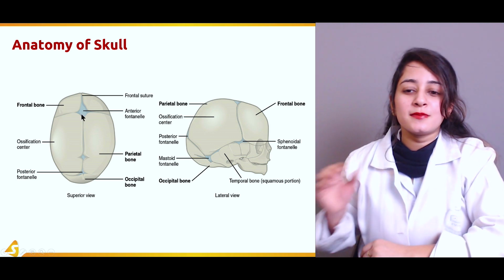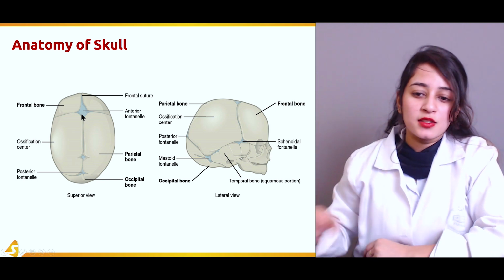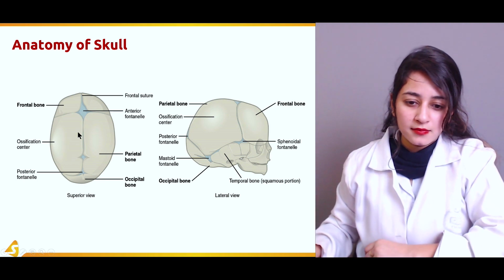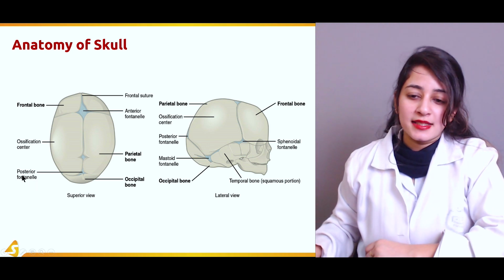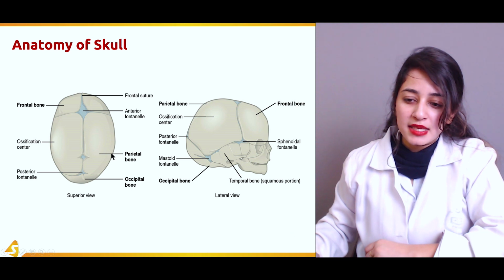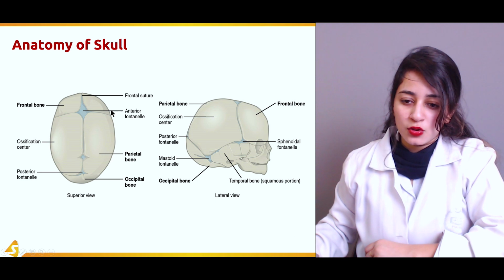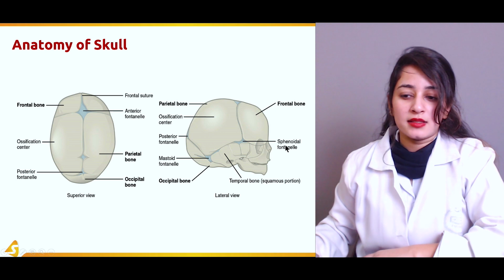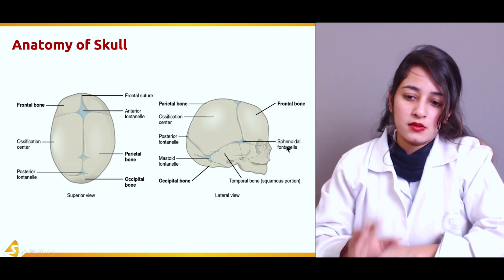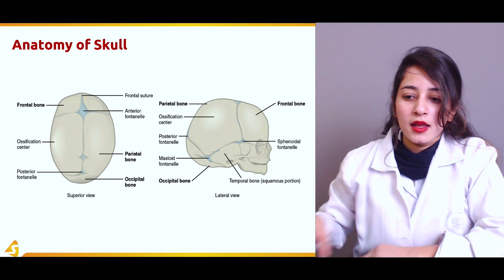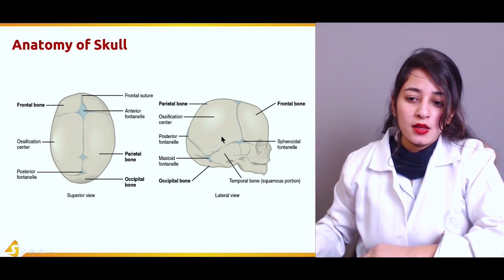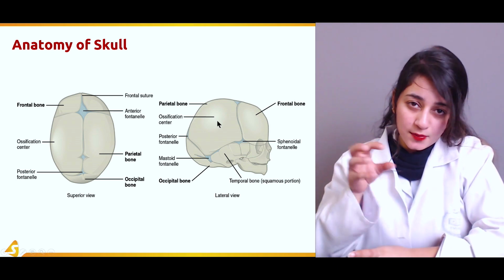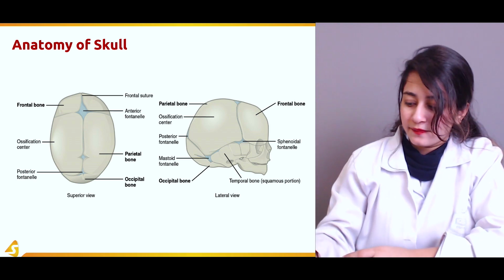What is this? Anterior fontanelle, that's the junction between the two bones. Then we have the posterior fontanelle, and the mastoid fontanelle is shown in this diagram as well. And this is the sphenoidal fontanelle, so there is a sphenoid bone which is also present. Here we have the ossification center where the bone gets ossified. Calcium gets deposited in the bones and they get ossified.